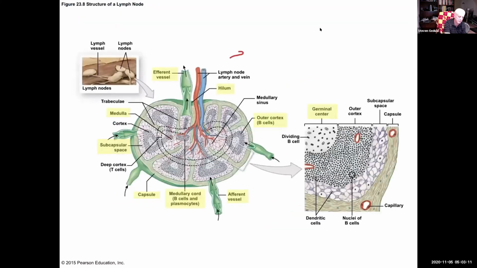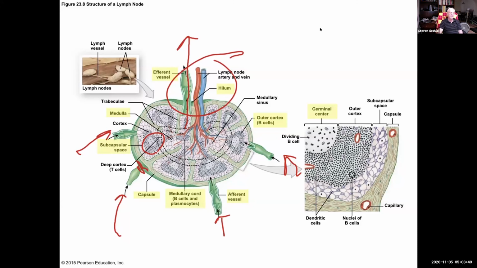Okay, here's your hilum. This is where your blood vessels and everything are. This is where everything comes in. These are afferent vessels. This is the cortex. This is the medulla. You have your subcapsular space. And this is where the B cells, T cells, and all the lymphocytes are formed. The hilum is where the lymphatic drainage comes out. So your afferent is all around the sides, and your efferent is at the hilum. The hilum is where your arteries and veins come in and out, along with any nerves.